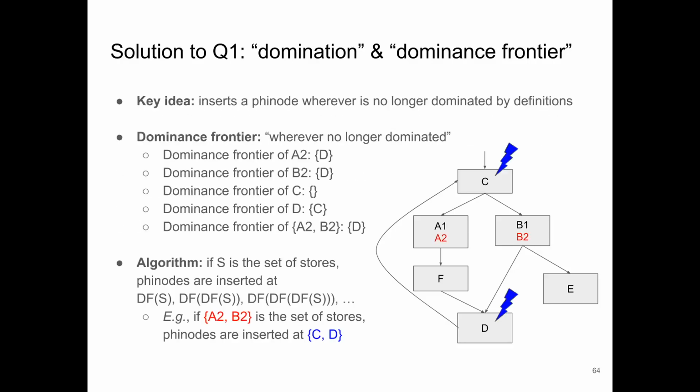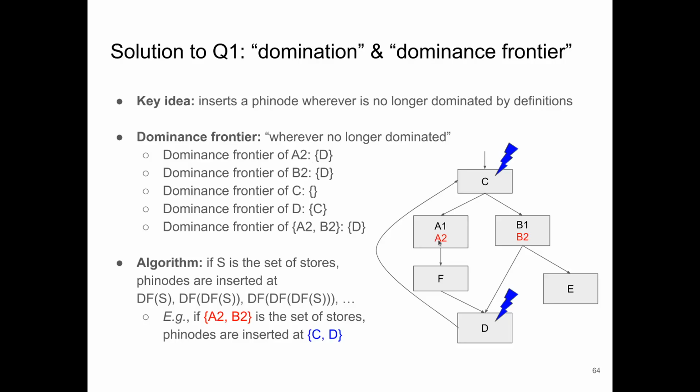So using this idea of domination, we are going to deduce where to put the phis during the mem-to-reg optimization. So we are going to insert a phi whenever the stores are no longer dominating such a block. So wherever it is no longer dominated is conceptualized as the dominance frontier, which is exemplified here.